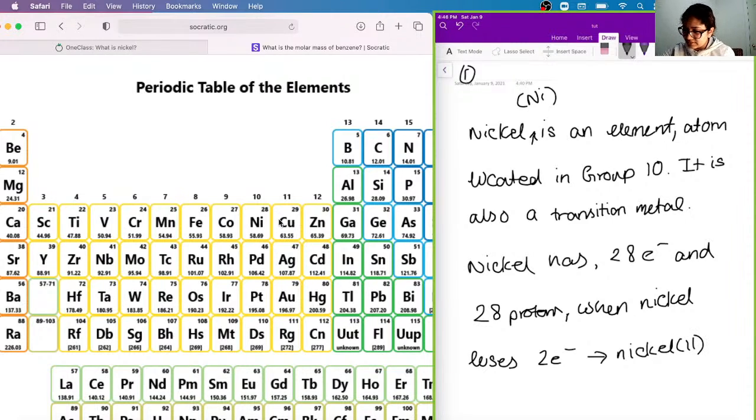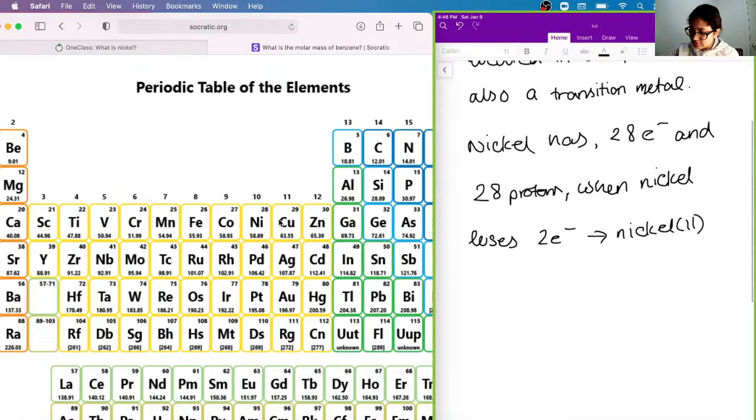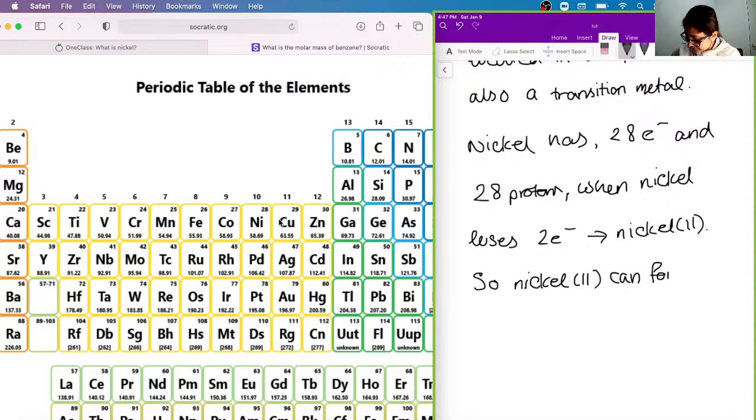These cations easily form ionic bonds with negatively charged atoms and covalent bonds with other molecules, forming complexes. So nickel 2 can form ionic and covalent bonds.